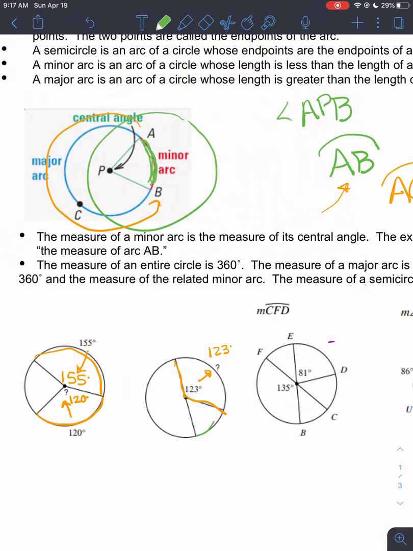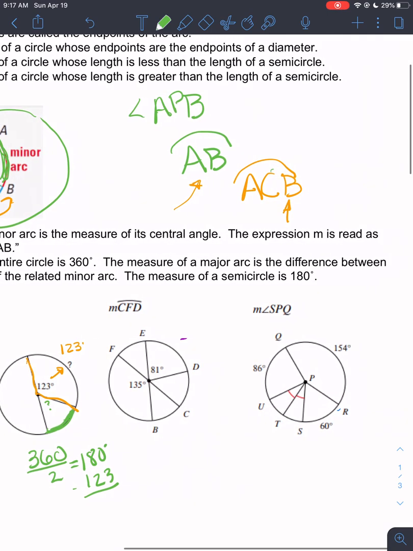If they were asking us for this arc, we know a full circle is 360 degrees. Therefore, half of a circle would be 180 degrees. So if we were looking for this arc or this angle, we would just take 180 and subtract 123 from it. Let's try some more complicated ones.